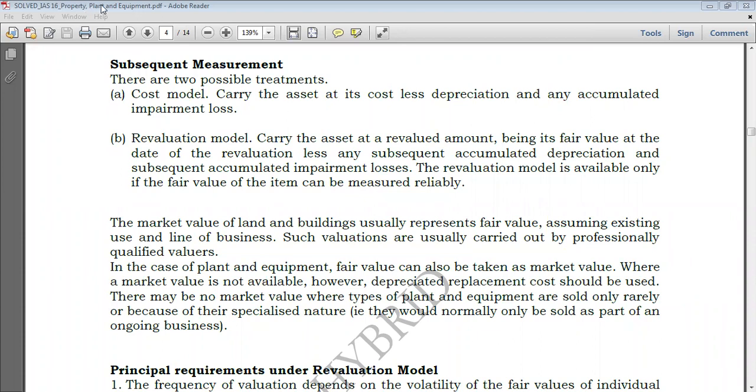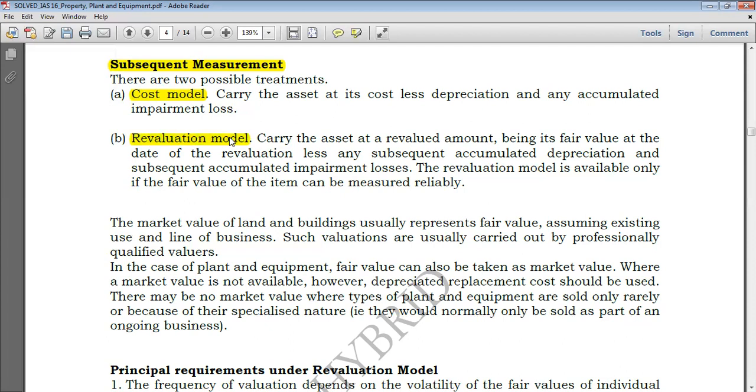Plant, and Equipment. And today, we are just going to take a look at subsequent measurement. How do we account for, how do we measure the value of the asset? At what amount do we carry an asset or PPE in the statement of financial position after initially having recognized it? So actually, there are two models. We have the cost model, but also we have what we call the revaluation model.